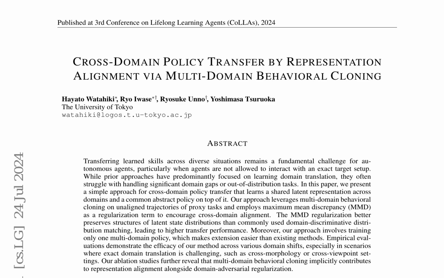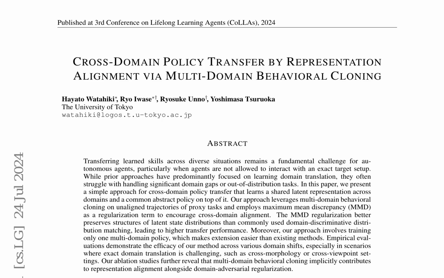Cross-domain policy transfer remains a significant challenge for autonomous agents, particularly when agents are not allowed to interact with an exact target setup. Prior approaches have predominantly focused on learning domain translation, but often struggle with handling significant domain gaps or out-of-distribution tasks. This paper presents a simple approach for cross-domain policy transfer that learns a shared latent representation across domains and a common abstract policy on top of it.